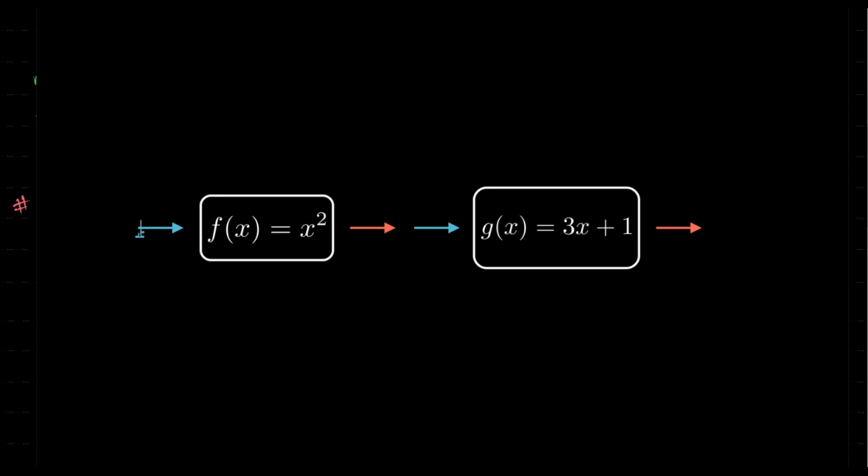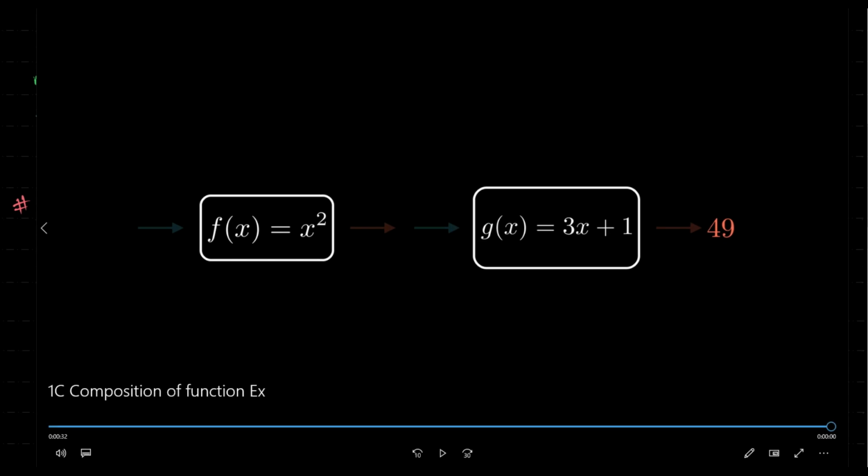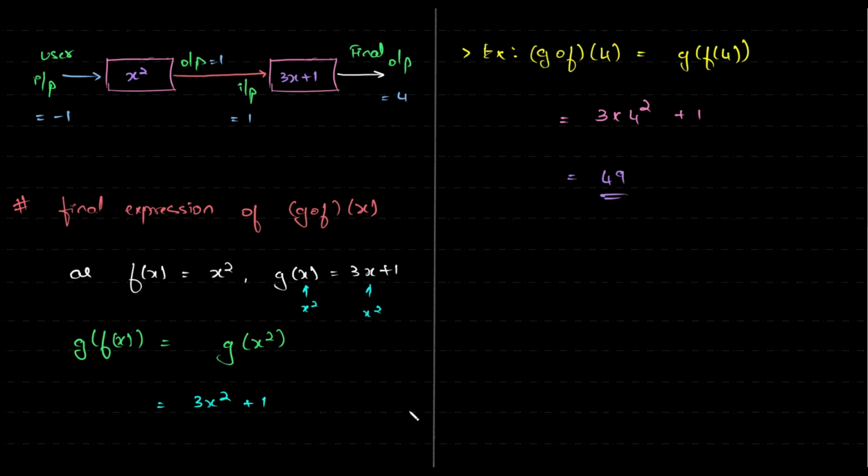Now we have an input of 4. That is your user input. f of x will process that and give us an output of 4 square, that is 16. 16 is a new input. 3 times 16 plus 1. The processing will happen, and that would be 49. Right? I hope it made sense. So that entire thing is represented in this form, and that's your final expression.